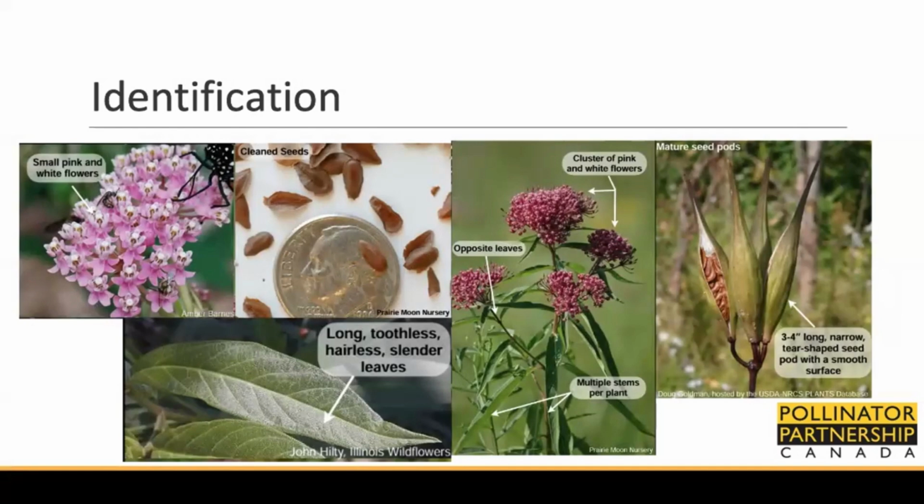Leaves and pods look quite different, as do the seeds when seen side by side. Leaves are long, lanceolate, hairless, and without that prominent central vein. The pods are similar in length, but narrow and tear-shaped, with a smooth surface. Flowers are small, a deeper shade of pink, with clusters that aren't quite as round as the other milkweeds we've discussed so far. And another common name for it is rose milkweed, which helps with reminding us about that color difference.